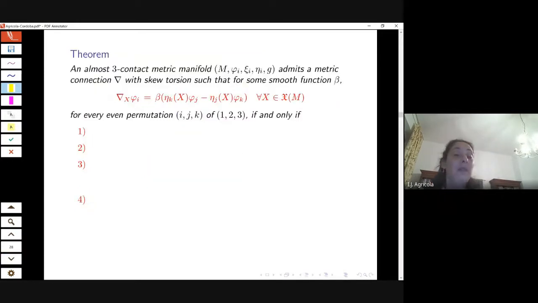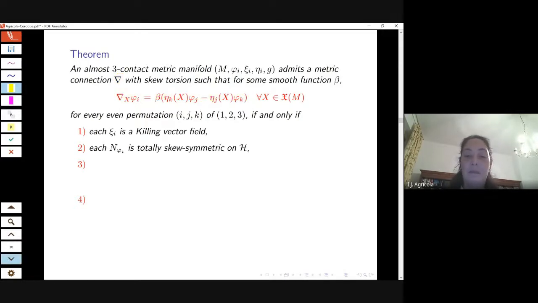Wonderful. So now the main theorem about what kind of connections I can have is: if I start with an almost 3-contact metric manifold and I assume I have a metric connection nabla with skew torsion such that, for some smooth function, I have exactly the condition I required. This is the case if and only if each xi I is Killing, and all the n phi I's are totally skew-symmetric on H.